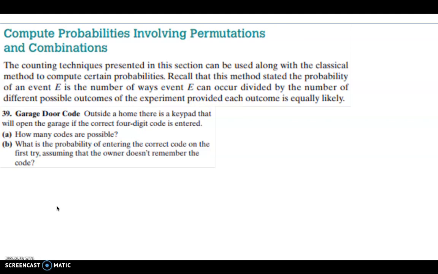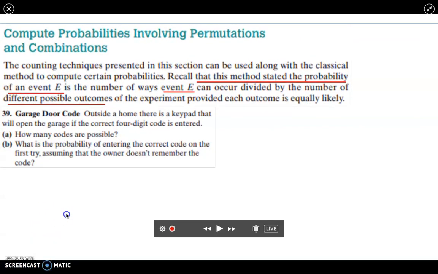And so let's recall this method stated the probability of event E is the number of ways event E can occur divided by the number of different possible outcomes. And that's where counting comes into play when we're trying to find a probability: how many ways can something occur, and how many ways can this particular event E occur out of all those different possible outcomes. That's where we're going to calculate this probability.